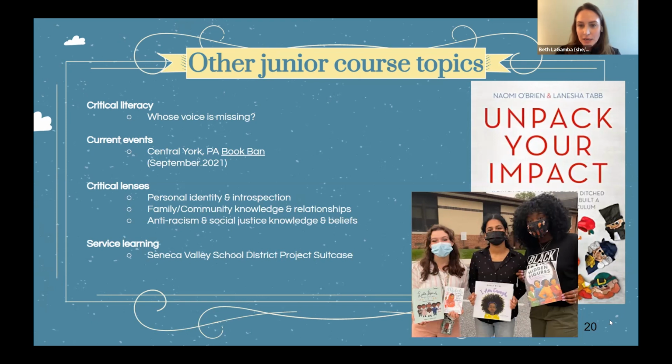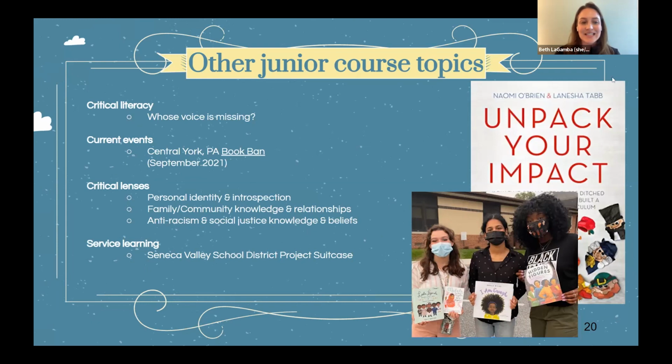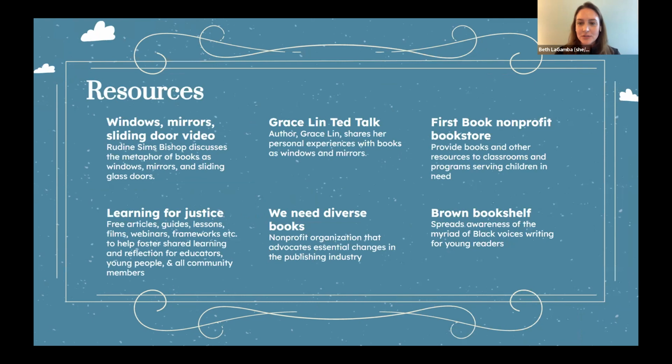And we've also done service learning in this class, promoting rich text in schools. And I like to use just a few chapters from this text on the slide, Unpack Your Impact by O'Brien and Tab. It's two teachers who just decided to take it upon themselves to do better as far as making sure that what they were teaching students was culturally responsive and anti-racist. And so it kind of goes through their journey and their tips and tricks based on what they learned. And on my last slide, I have some additional resources that I use in the class, such as TED Talks that my students find really powerful.